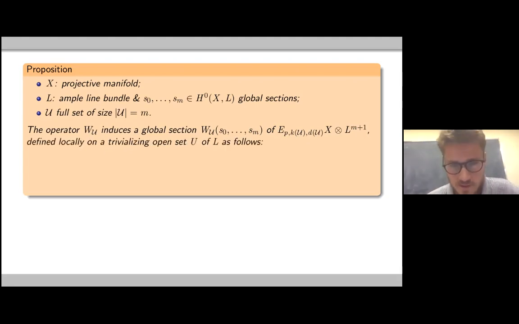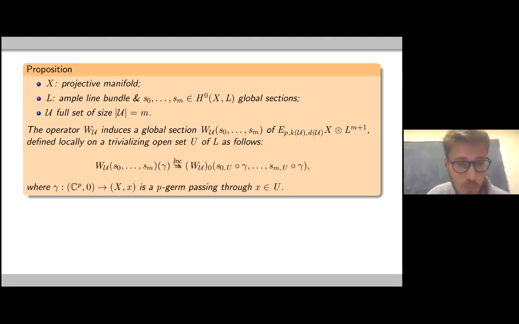And so locally, it's defined on a trivializing open set of the line bundle as follows. You take a PGM from CP to X that passes through X. You write the section in the trivialization chosen, and you compose it with your PGM. So you really have a map from CP to C. And so you can apply the definition of the Wronskian.